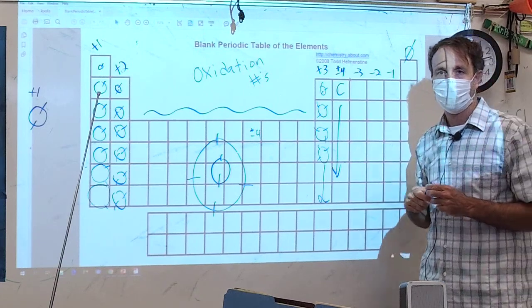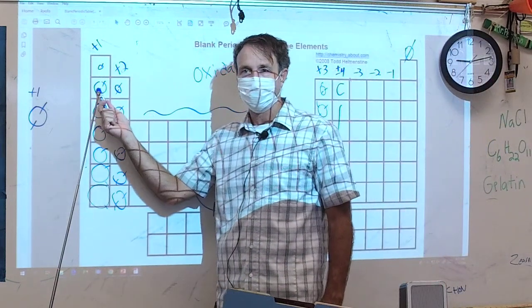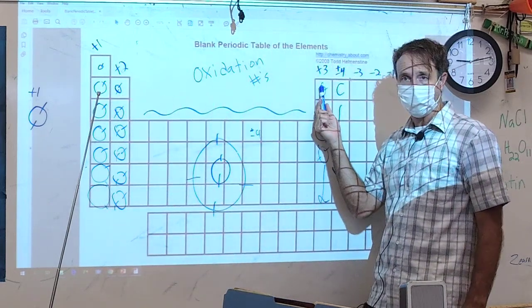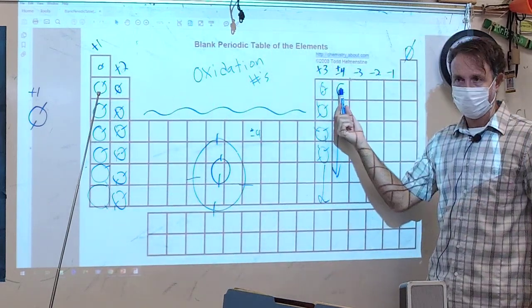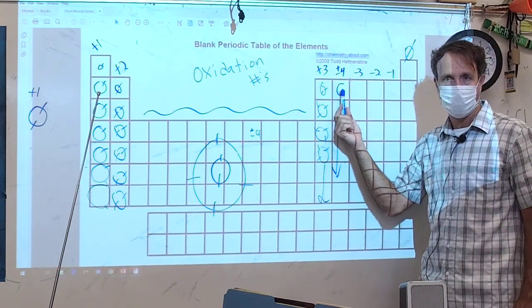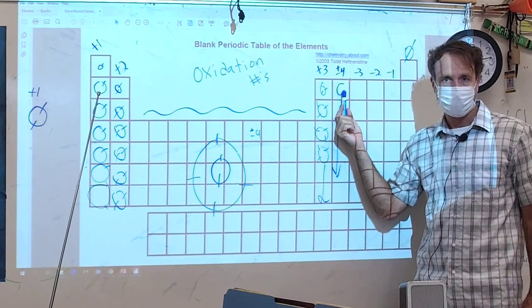Does that make sense? You know these guys are going to lose 1. These guys are going to lose 2 electrons. These guys are going to lose 3 electrons, but these guys are right in the middle. If 8 is the magic number, then you don't know where you're going to go from 4. Does this make sense?